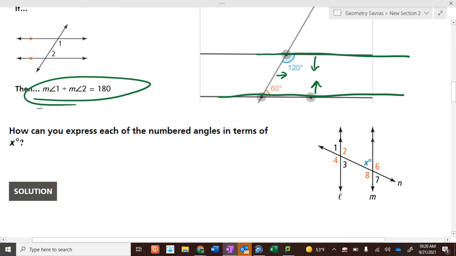Okay? So, X and 2, are they supplementary or are they congruent? Let's look at X and 2. Supplementary or congruent? What do you think, Ella? They're supplementary. And you can tell that because X is an acute angle. It's good looking. It's an acute angle.